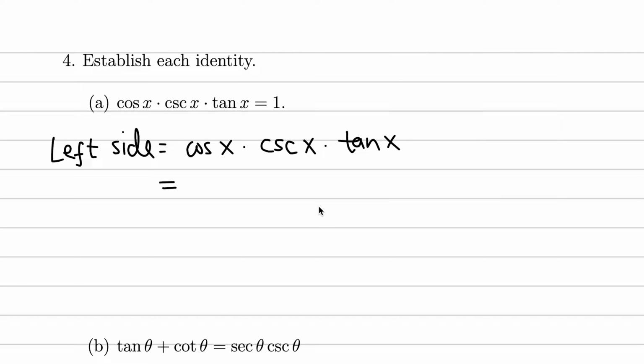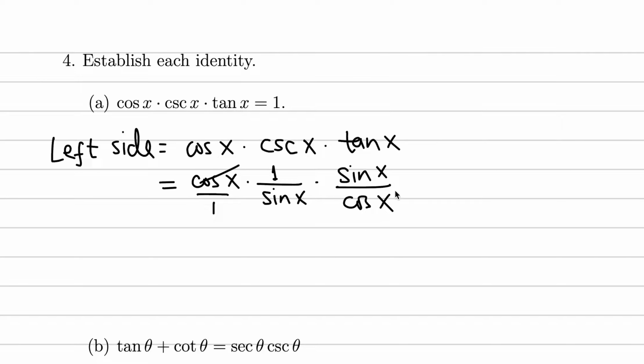We try to write down everything in terms of sine and cosine, because they are more familiar to us. So cosine, just leave cosine. Cosecant is the reciprocal of sine, so we can write 1 over sine, times tangent. By the quotient identity, tangent is sine over cosine. So cosine means cosine x over 1. Now the cosine on the top and cosine on the bottom cancel. Same thing here, so 1 times 1 times 1, simply 1, that's the right side. That's what we are supposed to get.